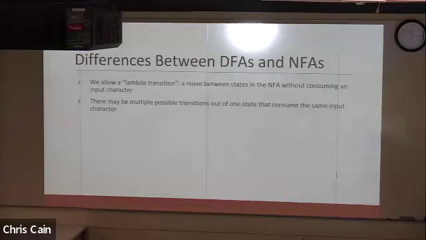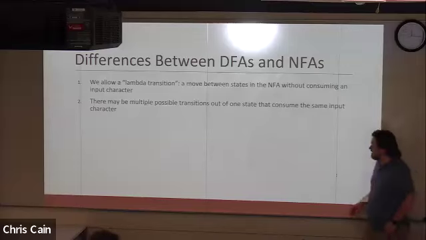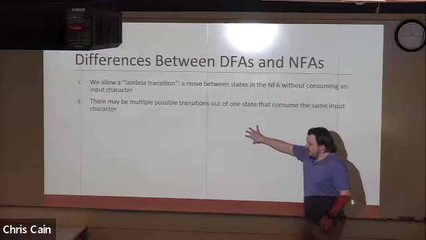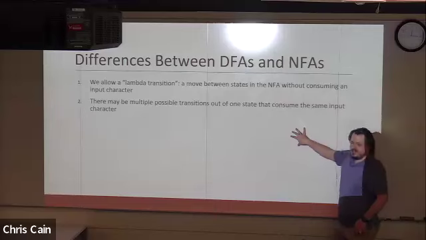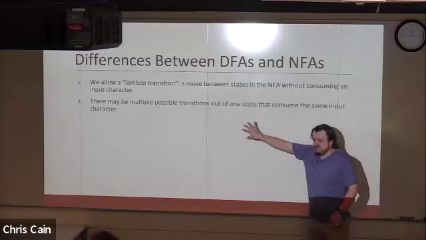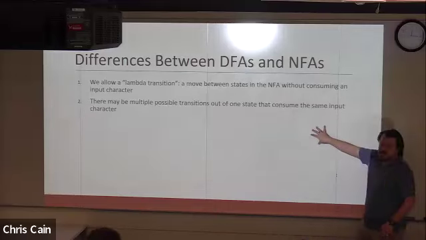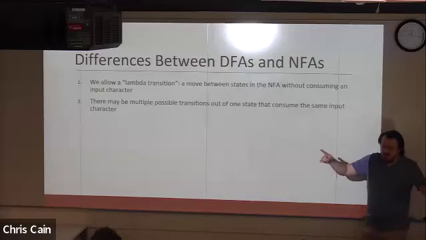We can also have multiple transitions out of the same state that consume the same character. So this is what that parallelization looks like in this form. Let's say we have state Q0. On an A, we can move to state Q1. In an NFA, we can also say we can move to state Q2 on an A. So now we have two options. Which one do we choose?